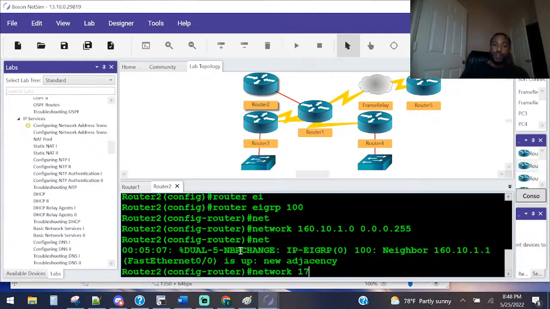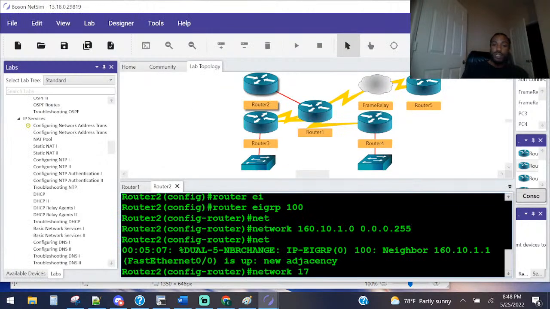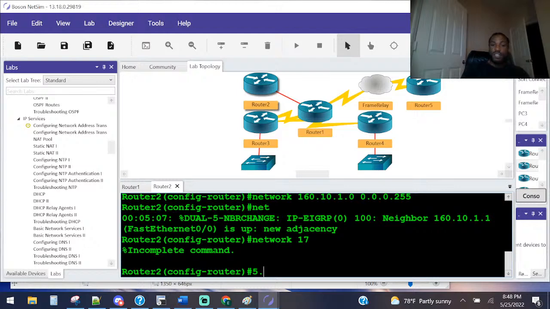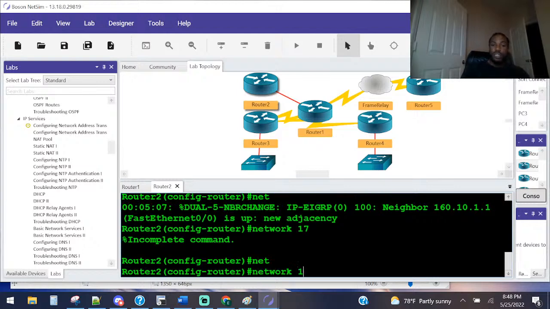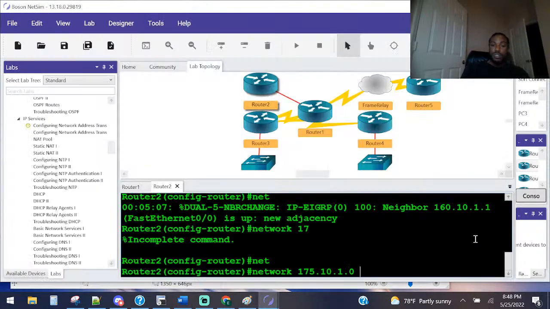See, notice we have an adjacency there, right? So we have an adjacency between these guys right over here. So they became the EIGRP neighbors. Now we've got to do the same thing on this side, and they should become neighbors, right? So network 175.10.1.0, and the wildcard mask is the reverse of the subnet mask, right?